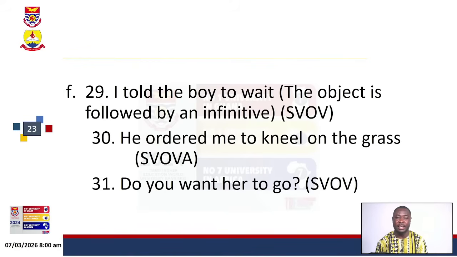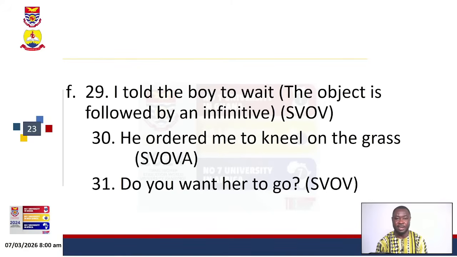I told the boy to wait. Now, I here is a subject. Told is the first verb. The boy is the object. To wait is another verb in there. So we can also have subject, verb, object, verb as part of the patterns in the English language. We can go on to have subject, verb, object, verb, adjunct.